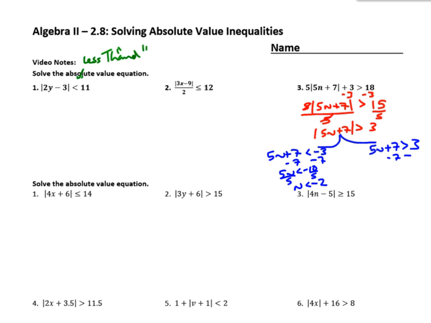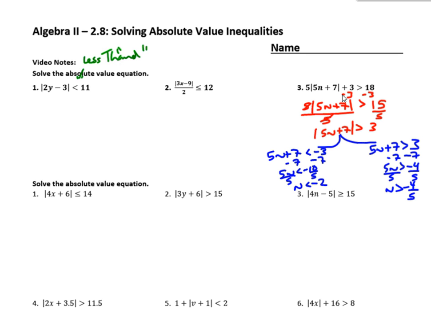Subtract 7 from both sides. 5n is greater than negative 4. Divide by 5, divide by 5. n is greater than negative 4/5. And that's perfectly fine. There's no big deal. It's just a fraction. It's okay. Settle down. Fractions are okay.